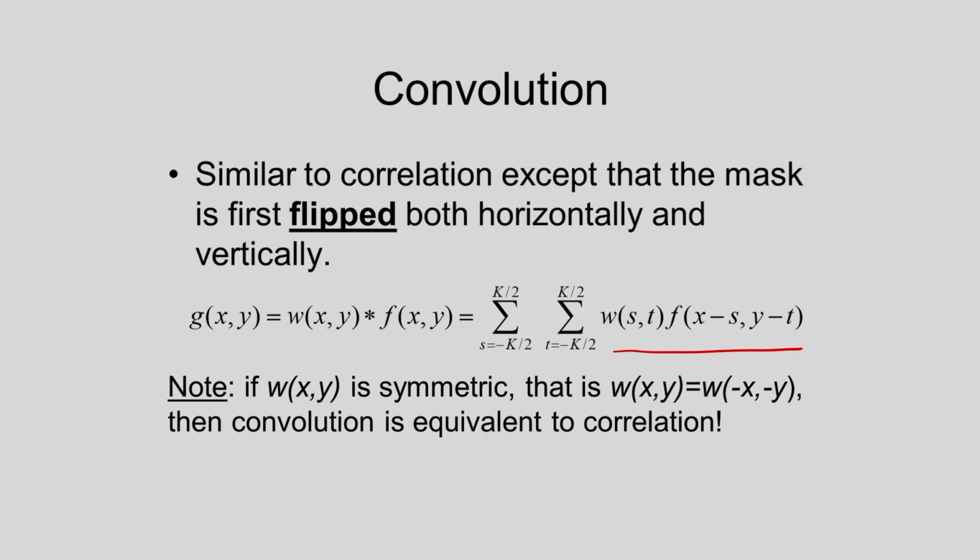The rest of the operation is very similar to correlation. But if I consider a symmetric mask, the symmetric mask is something like this, then in this case the convolution is equivalent to correlation. So for a symmetric mask the convolution is equivalent to correlation.